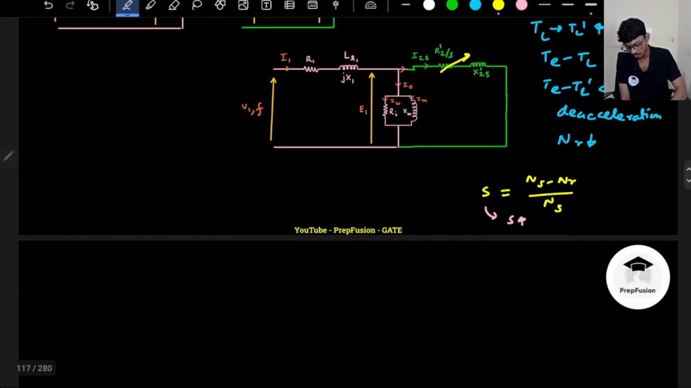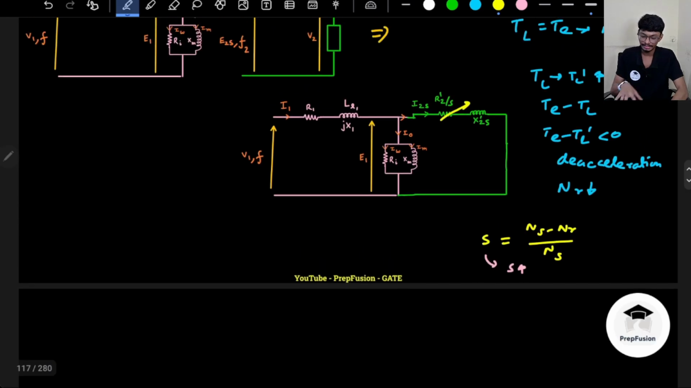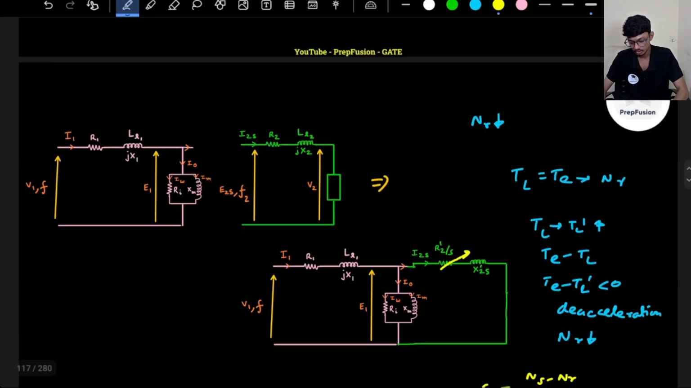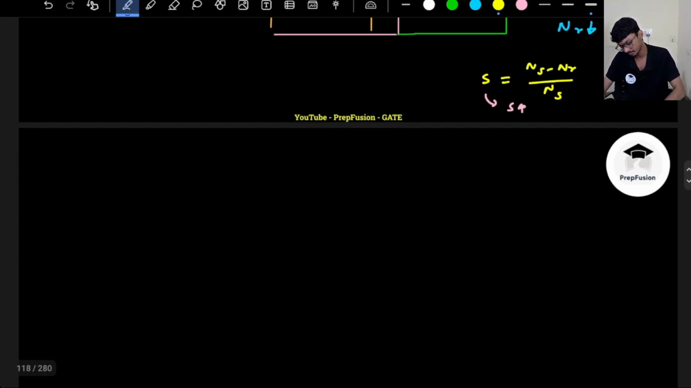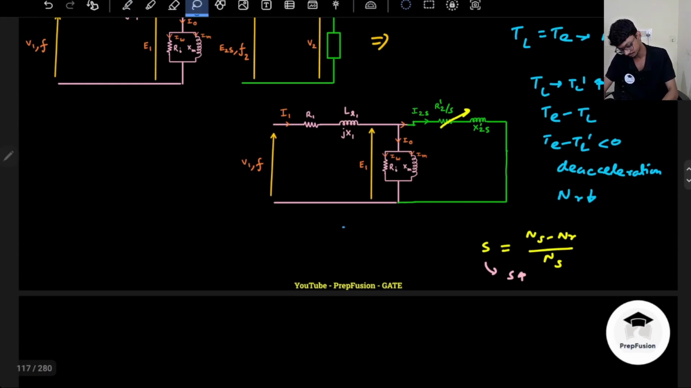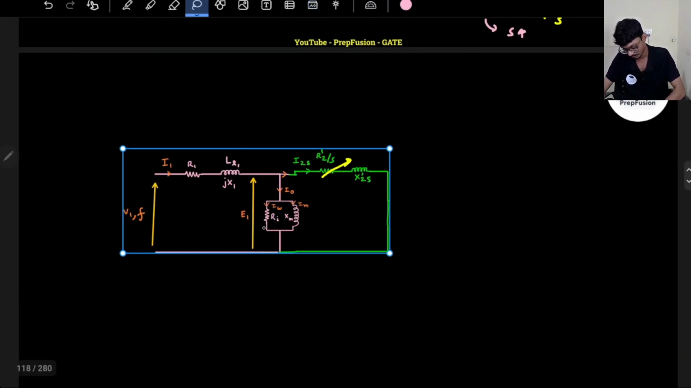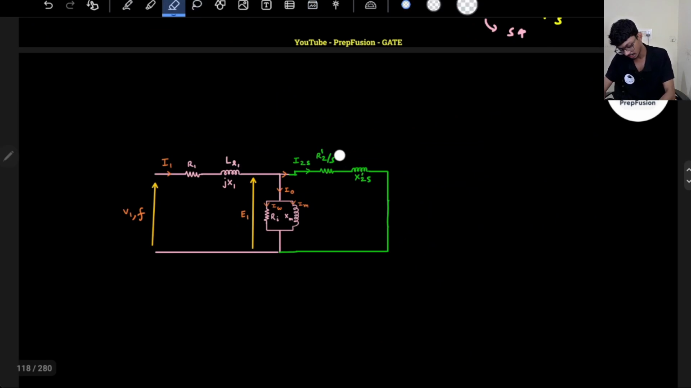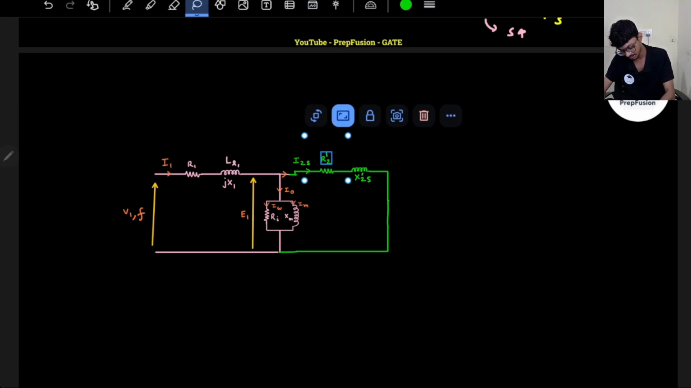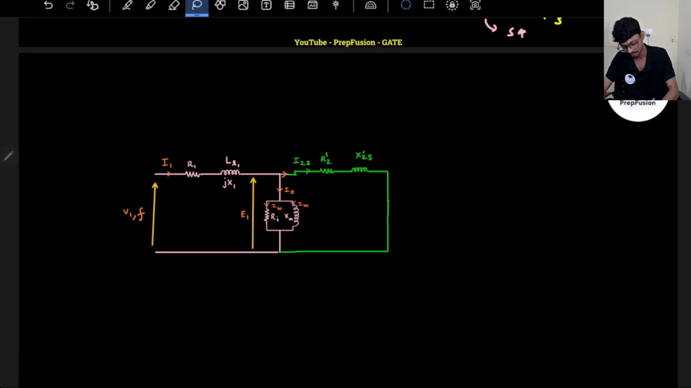Actually, what I want to do is write this thing in a different manner, so that I can show how my load is varying. In a transformer, if you remember correctly, this was supposed to be R2 dash and this is supposed to be X2 dash, correct? And here I had a load connected.